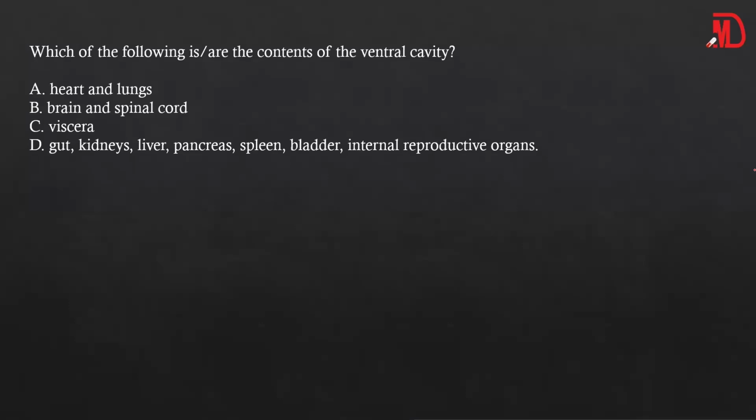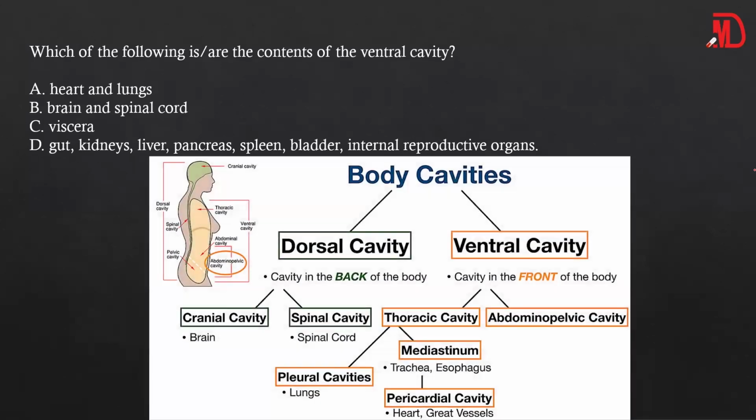Now, which of the following is or are the content of the ventral cavity? So you see, we are back to the ventral cavity. So is it the heart and the lungs, the brain, the spinal cord, the viscera, the gut, the kidneys, and so on? Again, we're looking at this particular image to help us answer this question. We've already established that the ventral cavity is one of the two main body cavities, the other one being the dorsal cavity.